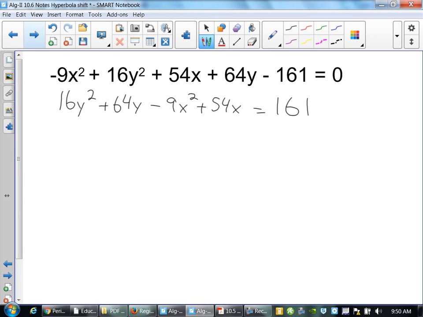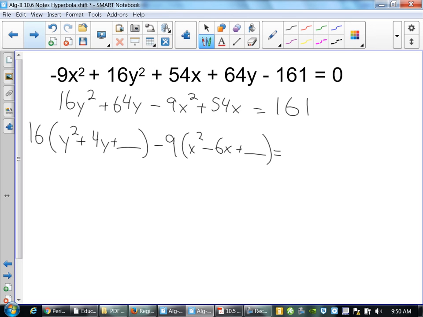So when we get this far, now I have to worry about my leading coefficients. I'm going to factor out the 16. We have y squared plus 4y plus blank. Take out the negative 9. I get x squared minus 6x plus blank. And now I have to put back in 161 plus 16 times something minus 9 times something. Since I took out the negative, I have to put it back in on the other side as well.